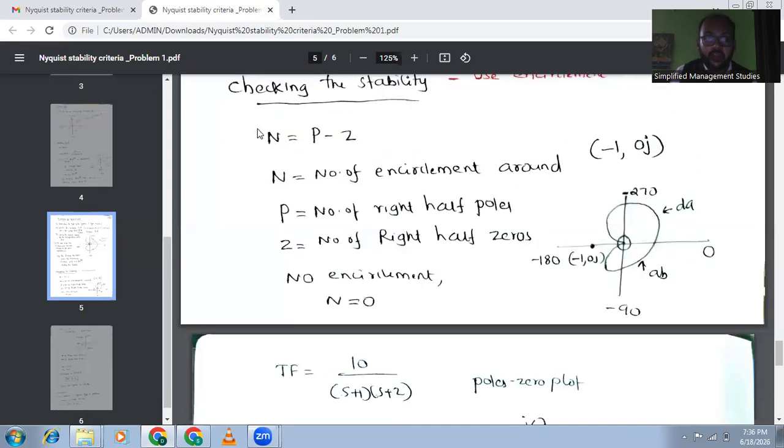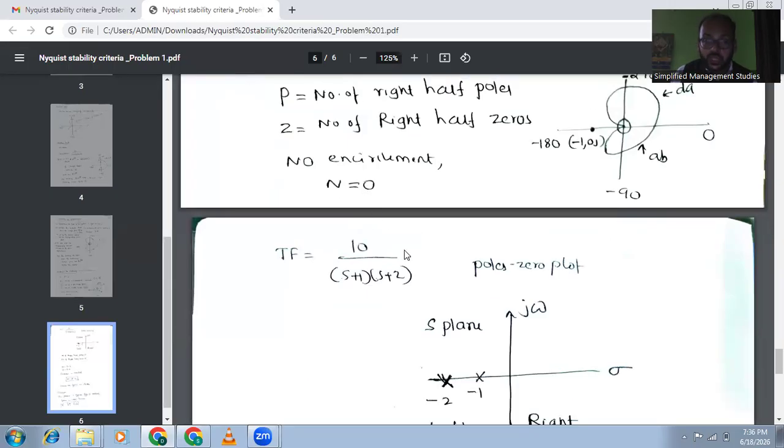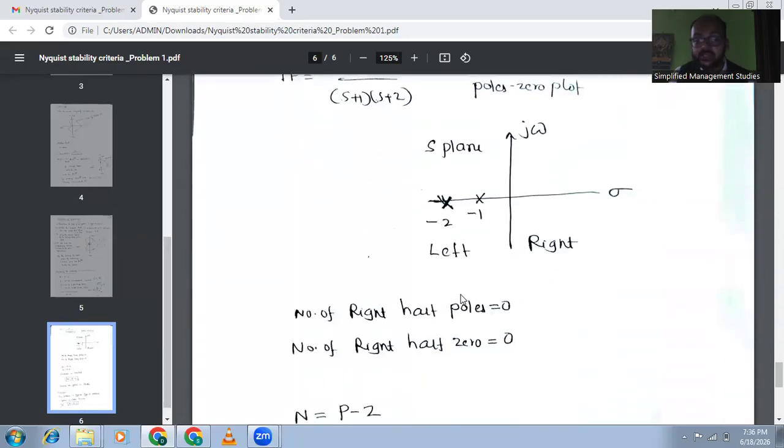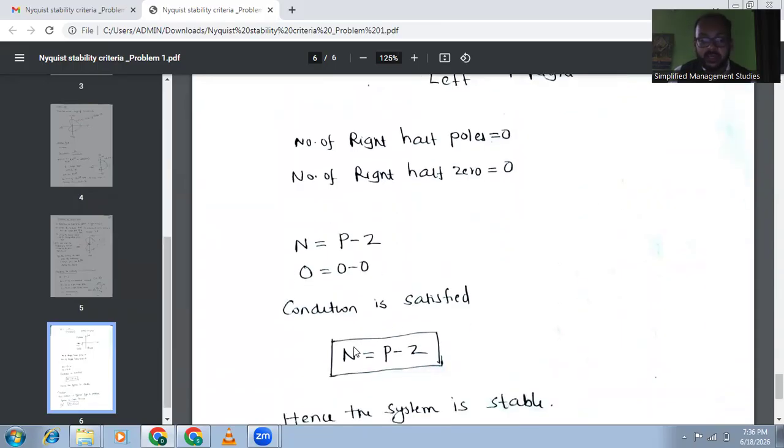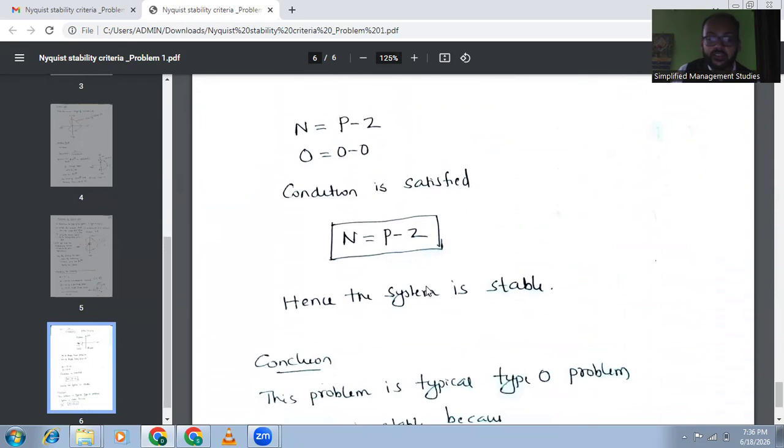By the way, what is the value of encirclement? Encirclement is nothing but number of poles minus number of zeros at the right half of S plane. Here, the total number of encirclement will be equal to 0. Hence, what I can say, the system is stable. That means this equation is getting validated: 0 is equal to 0 minus 0. Ultimately, what is the result? N is equal to P minus Z. If N is equal to P minus Z, as per the rule of Nyquist plot, we should say that the system is stable. Our given system is stable.